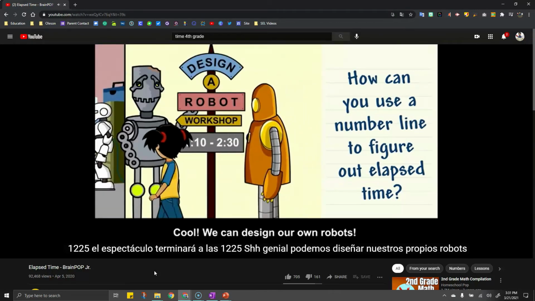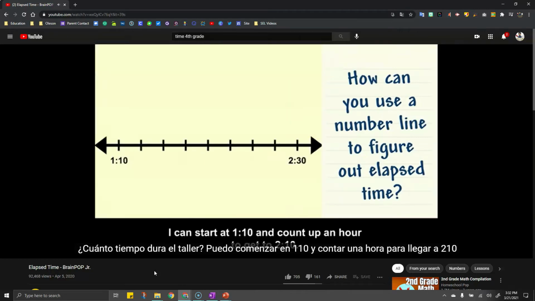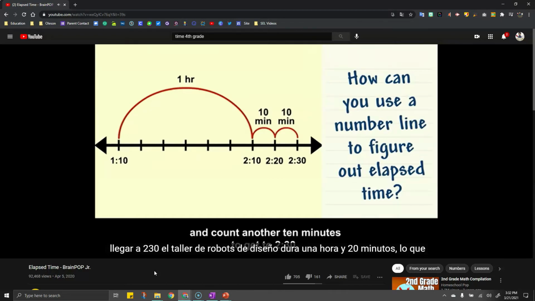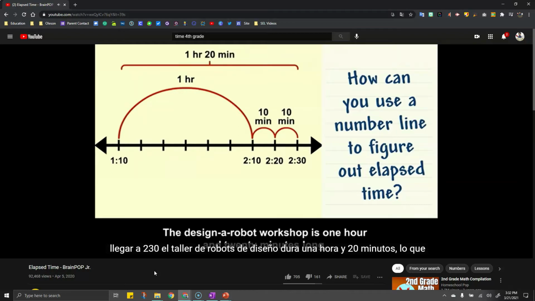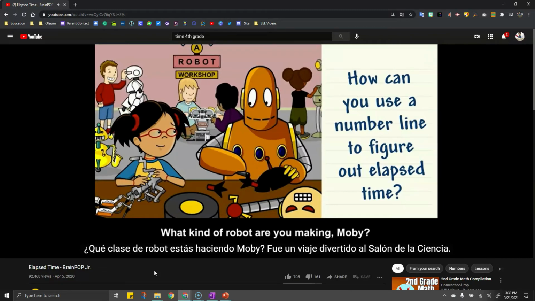Cool, we can design our own robots. How long is the workshop? I can start at 1:10 and count up an hour to get to 2:10. Then I can count up 10 minutes to get to 2:20 and count another 10 minutes to get to 2:30. The Design a Robot workshop is 1 hour and 20 minutes long. What kind of robot are you making, Moby?